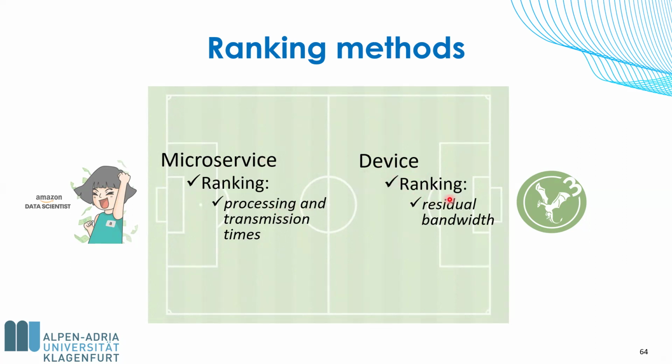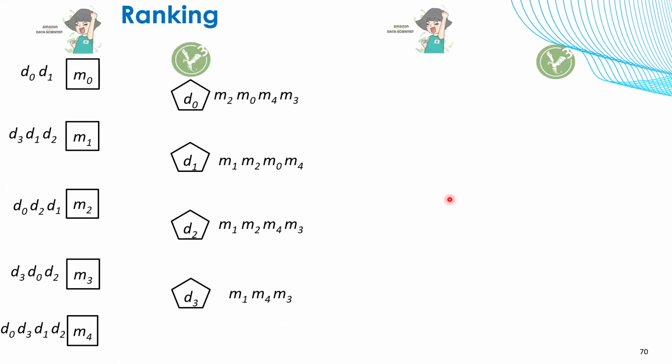Lower residual bandwidth has a higher rank, and the better the rank is, it shows that it has the highest bandwidth remained for that specific device. I mean the downlink bandwidth.